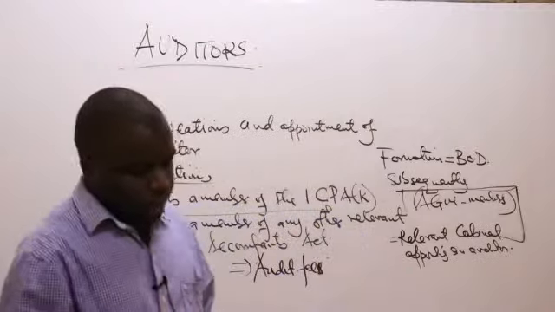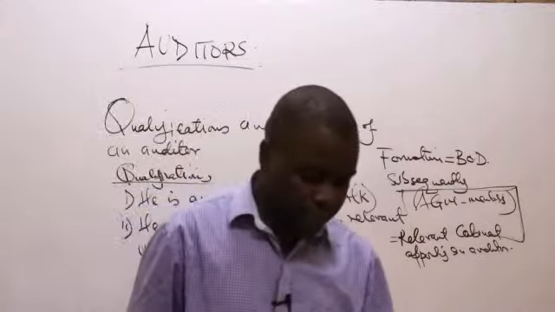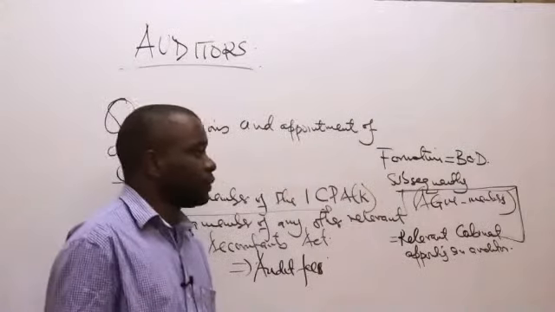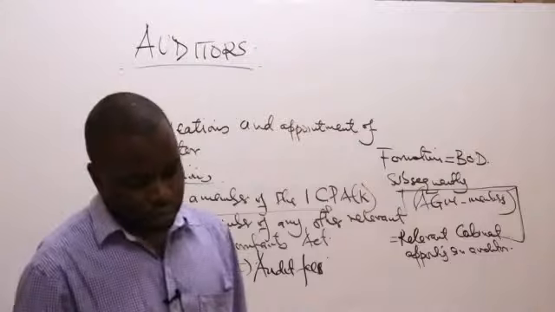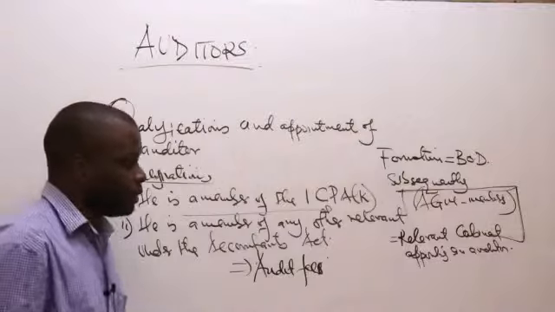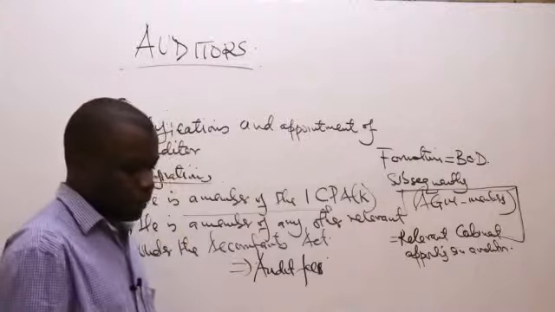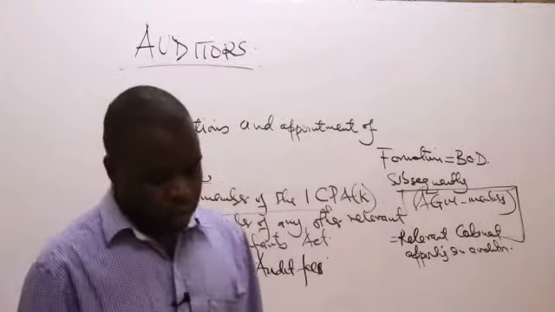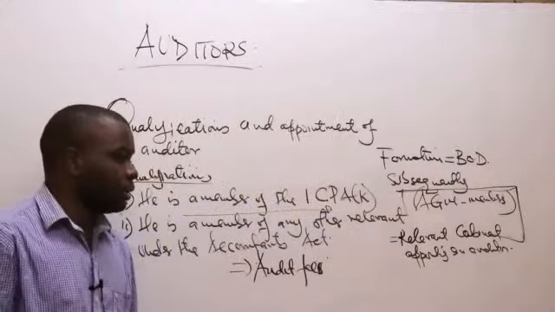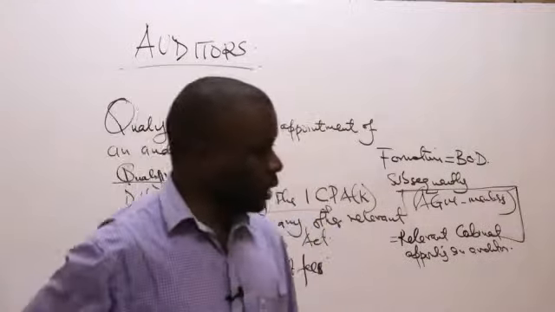Then you can talk about if the directors fail to appoint the first auditor. The company can make an application to the relevant cabinet secretary to appoint an auditor of the company.